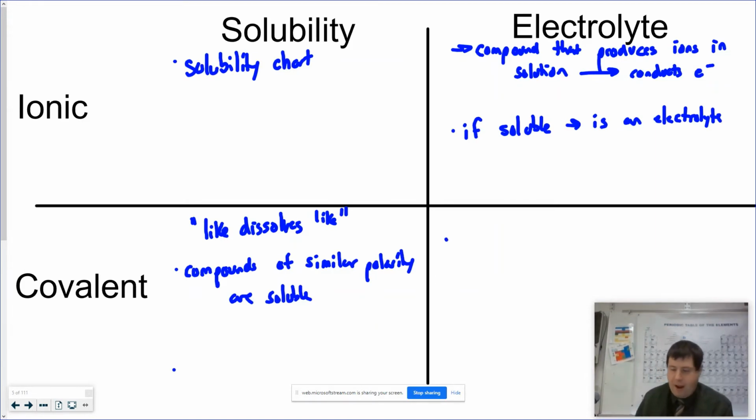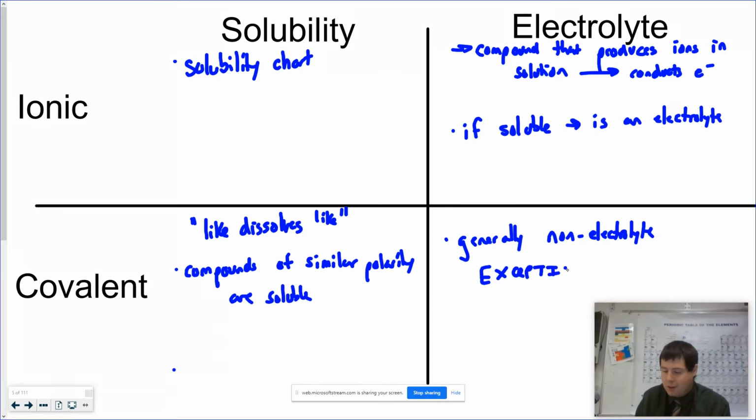Covalent compounds, on the other hand, are a little bit trickier. They are generally non-electrolytes. So even if they are soluble, which not all of them are, generally they are non-electrolytes. However, there is a huge exception to this. And you want to know the exception? The exception is acids and bases. Acids and bases can be covalent compounds that are indeed electrolytes.